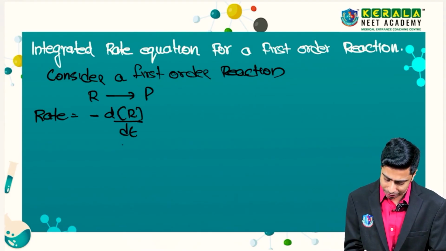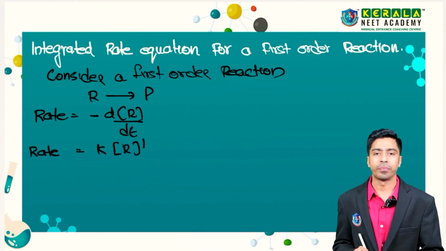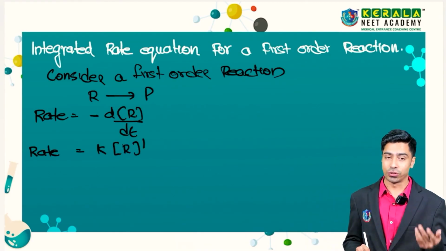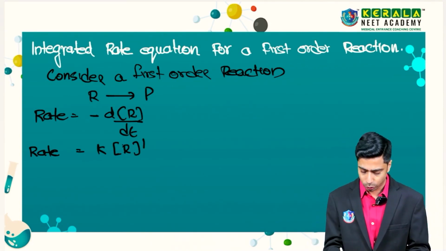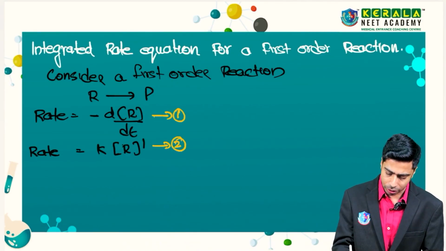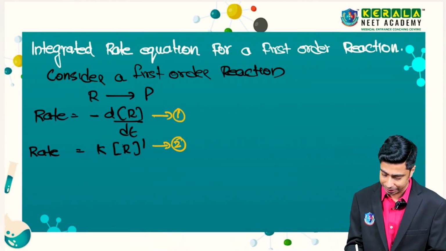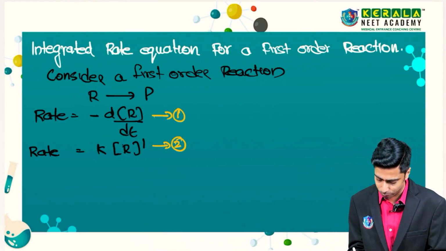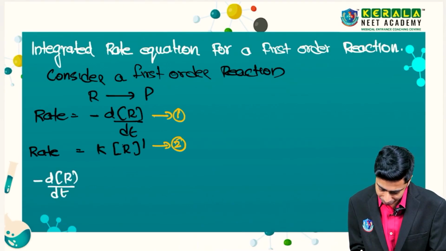And also we have the rate law, rate is equal to k into concentration of R raised to 1. In the previous case it was zero order, it was R raised to 0, but this is a first order reaction, so we can write it as k into [R] raised to 1. Let this be equation 1 and we call this equation 2. On comparing equation 1 and 2, you can see that both represent the rate. So I can write minus d[R] by dt is equal to k into [R] raised to 1.